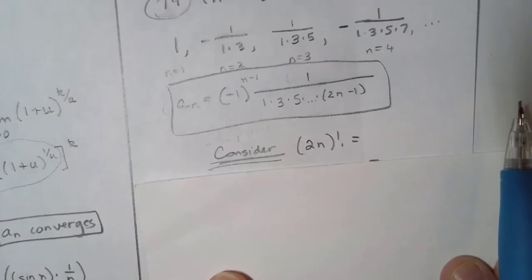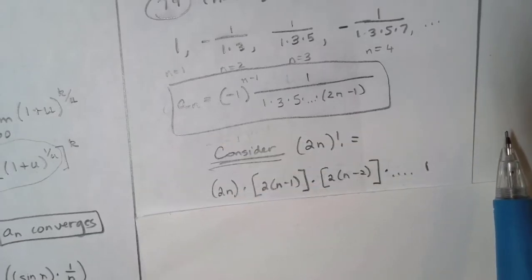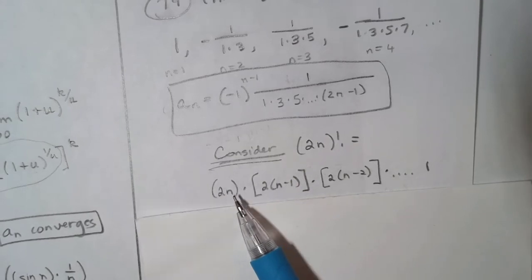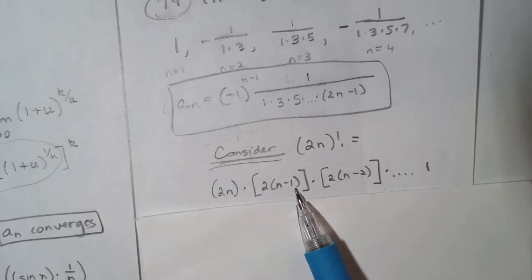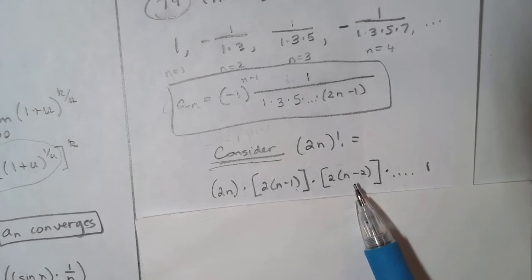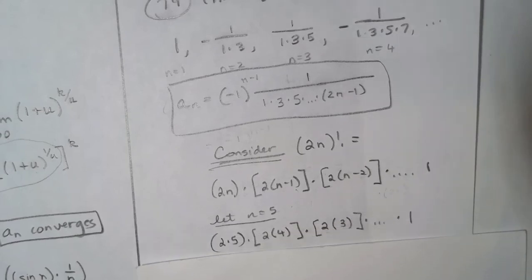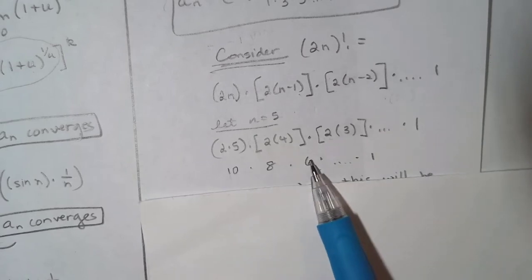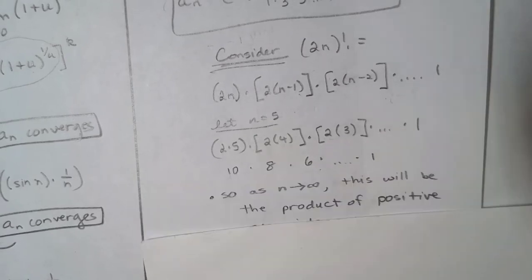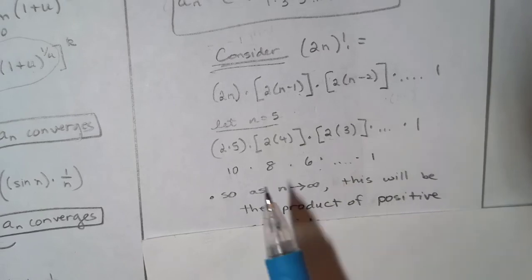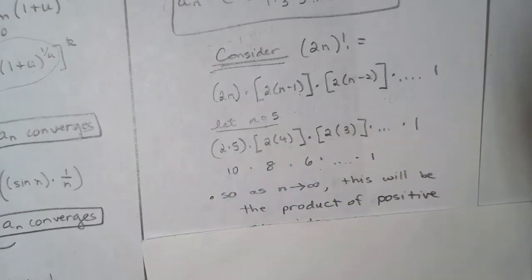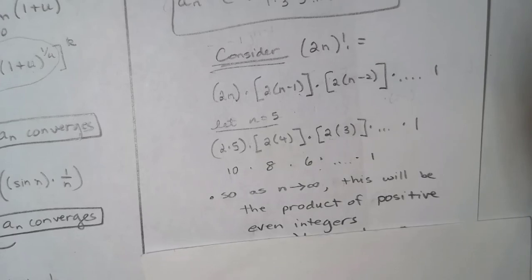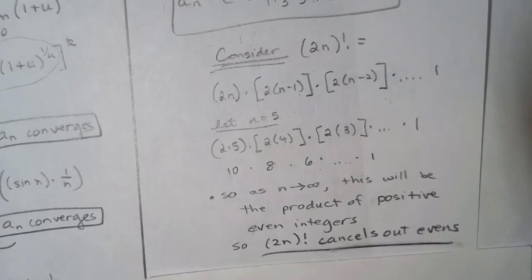So let's consider what 2n factorial would mean. That would mean 2n times 2 times n minus 1 times 2 times n minus 2. See the pattern that has to develop? And if we let n equal 5, substituting 5 for all those n's, we get 10, 8, 6. So you can see where we're going with that. So as n goes to infinity, this expression is going to be a product of positive even integers. So 2n factorial is going to cancel out even factors.